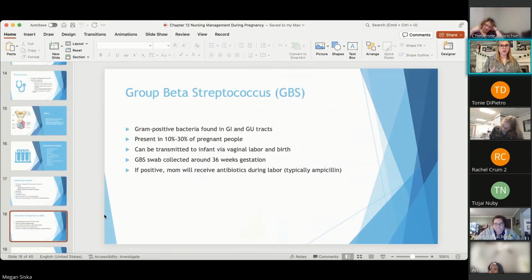Okay, so a little bit about group beta strep or GBS. This is a gram-positive bacteria that is commonly found in the GI and GU tracts. Very, very normal. It can come and go, and it's not a big deal. Does not harm us as adults with normal immune systems.